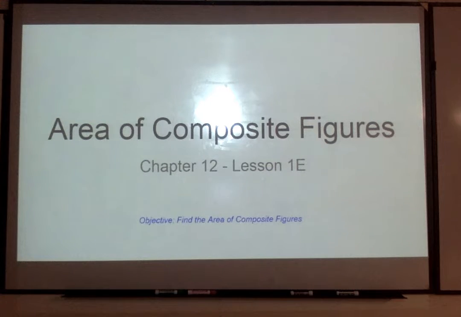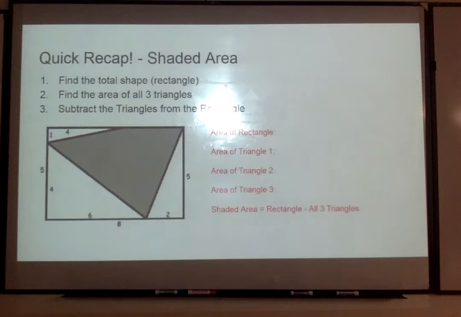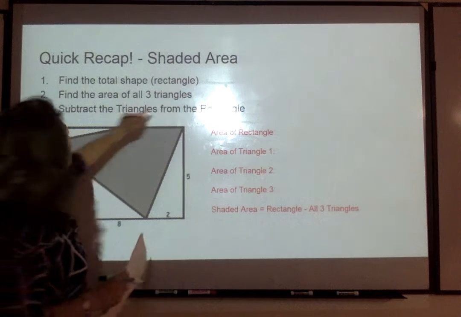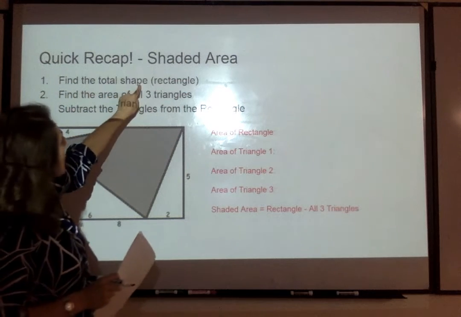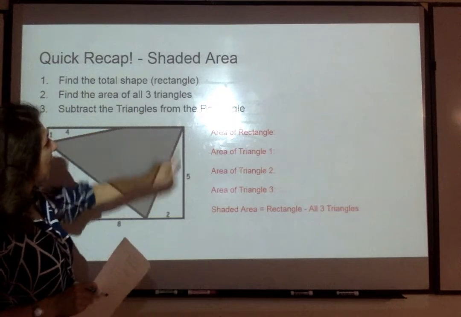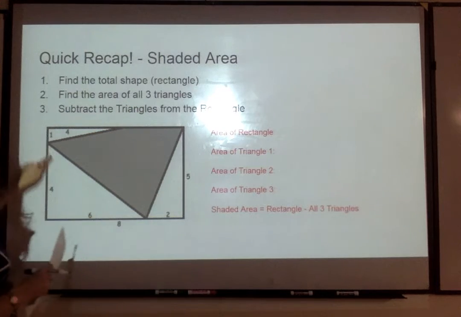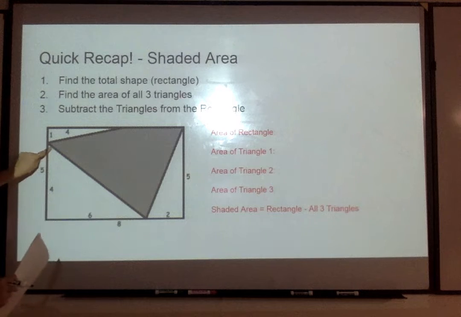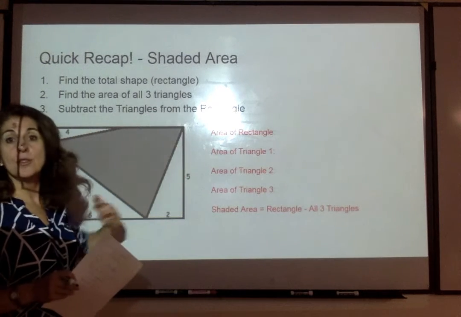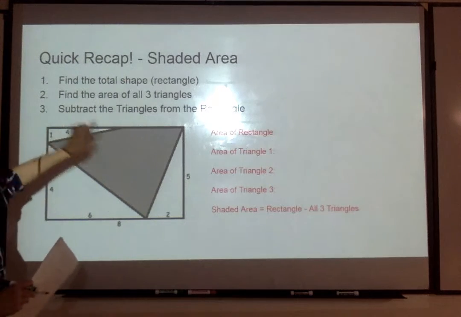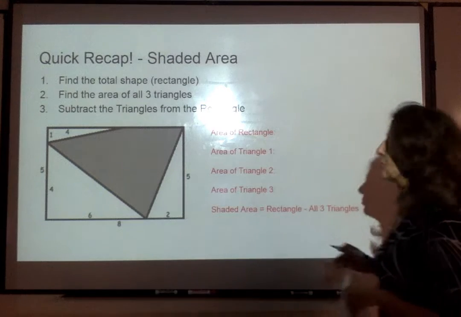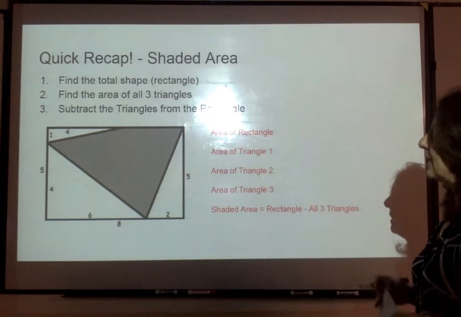But before we go with the composite figures, let's do a quick recap. Shaded area, our last class. Shaded area, find the total shape, which in this case is a rectangle. Find the area of all three triangles. See, we have one triangle here, two, and then another one over here, three triangles. And then we'll subtract the triangles from the rectangle. So let's start. The area of the rectangle.